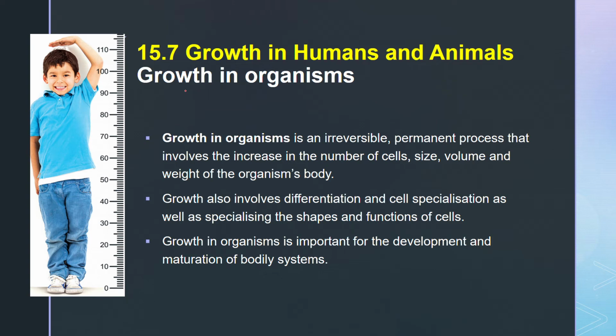Now let's discuss the growth in organisms. It is an irreversible, permanent process that involves the increase in the number of cells, size, volume, and also weight of the organism's body. Also, it involves differentiation, cell specialization, and also specializing the shapes and functions of cells.